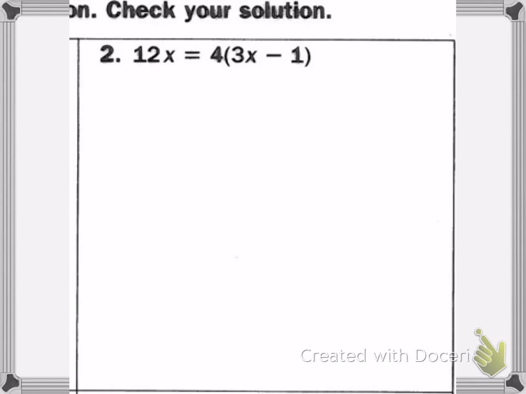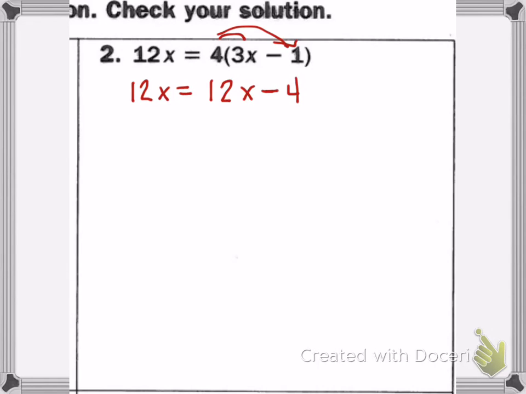So now we have number 2. Again, we have variables on both sides. We have some simplifying to do on this one. We have that distributive property. So we're going to take a look at that and do that first. On the left-hand side, we've got 12x. And on the right-hand side, we take that 4 times 3x. That's going to give us 12x. And 4 times minus 1, that's going to give us minus 4.